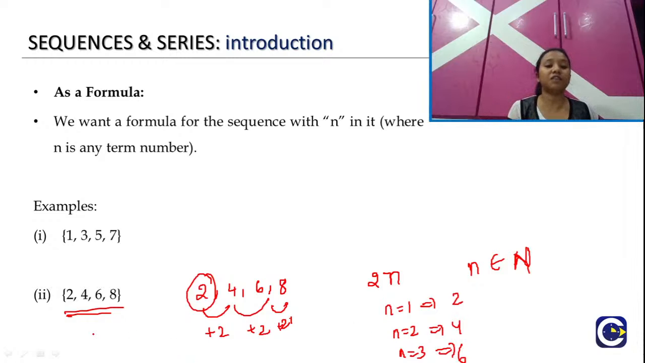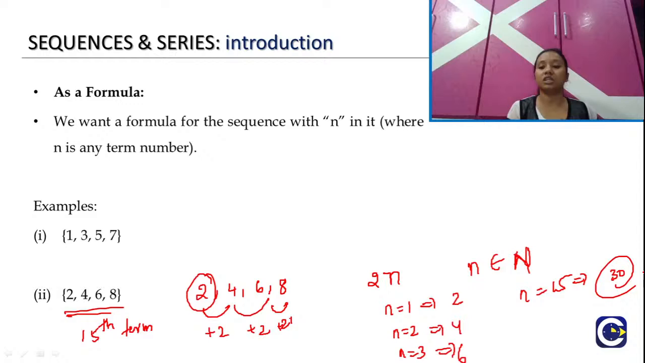In a similar way, if I asked you to find the 15th term, what will be the 15th term in this sequence of 2, 4, 6, 8? That is nothing but where my n equal to 15 implies 15 into 2, that is 30. That means my 15th term in this particular sequence is equal to 30.